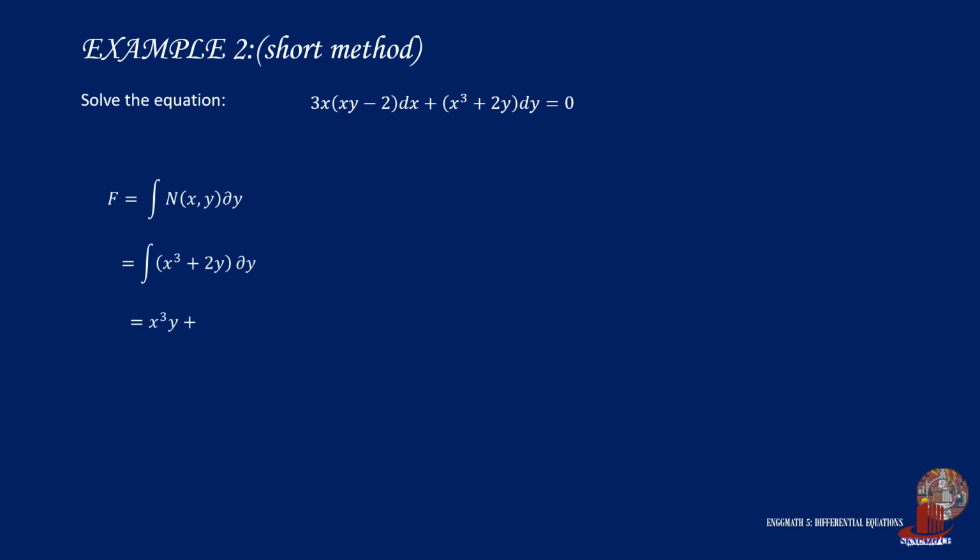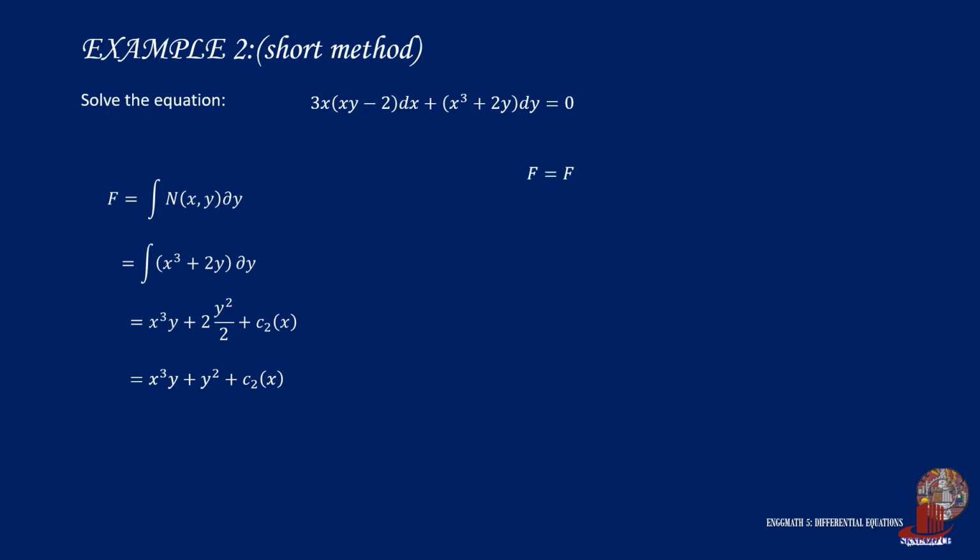Start with the first term. X cubed will be integrated as x cubed multiplied by y, as x cubed is constant. The next term, 2y, will be integrated as 2 times the integral of y, which is y squared all upon 2. And then add the arbitrary constant c2. So we get x cubed y plus y squared plus c2 in terms of x.